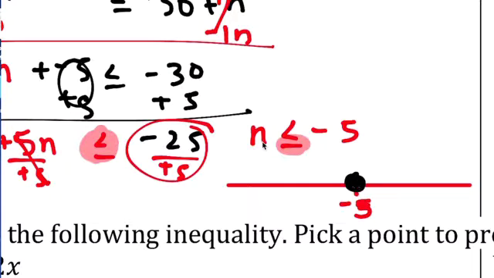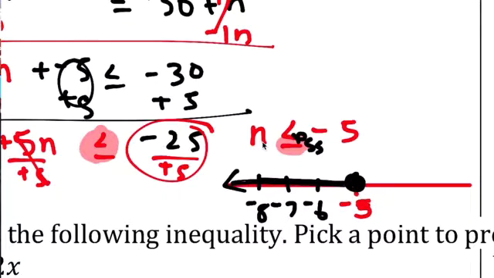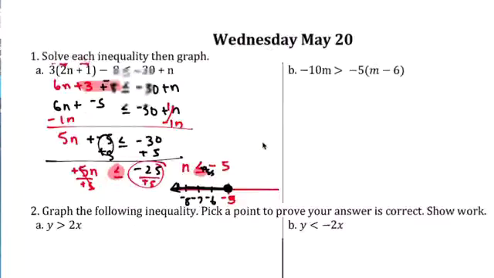And numbers that are less than negative 5, smaller than negative 5, are negative 6, negative 7, negative 8. All the numbers going in this direction. Okay, that's how you graph that.